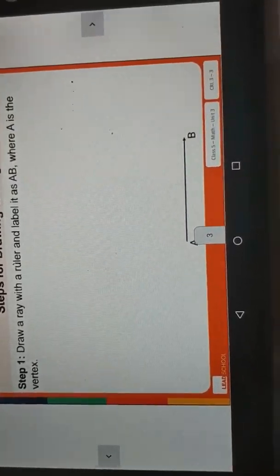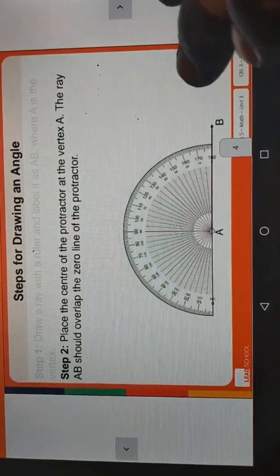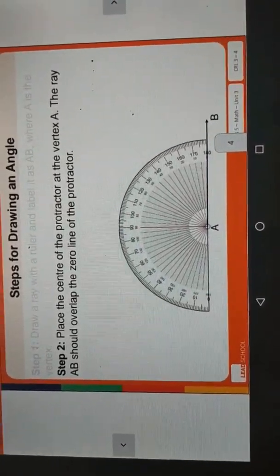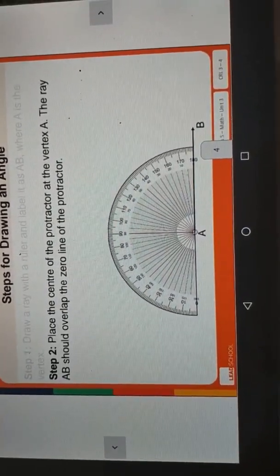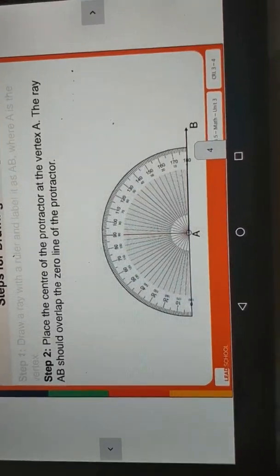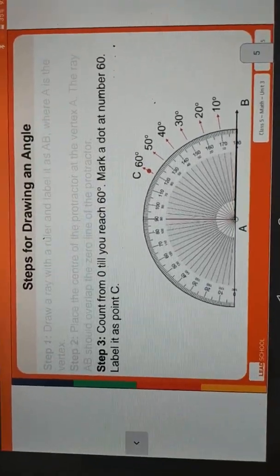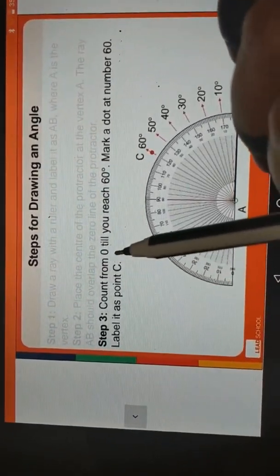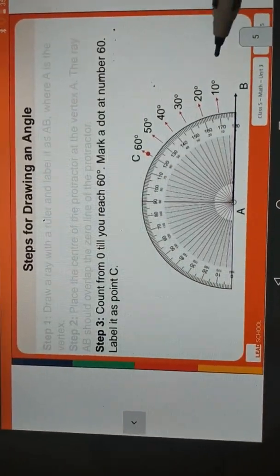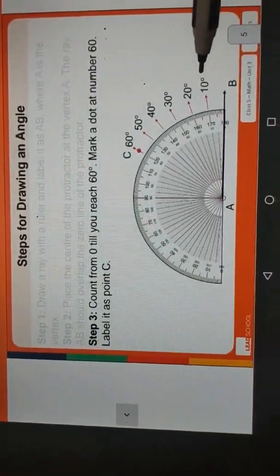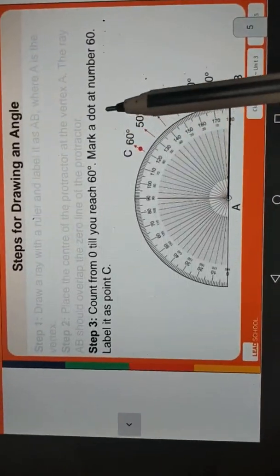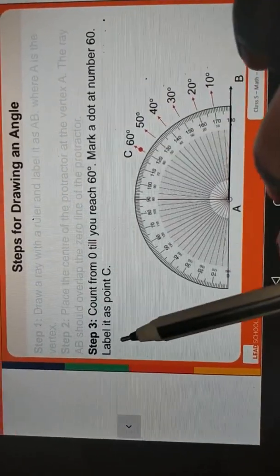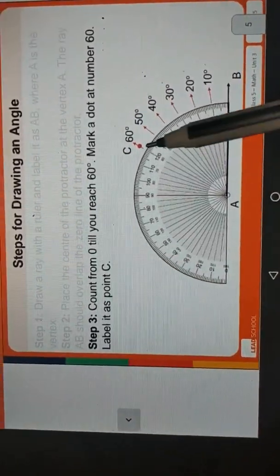A is the vertex. Then students, second thing, the center of the protractor, vertex A, and the ray AB should overlap the zero line of the protractor. We have to put it like that. Then we have to count from zero till we reach 60. So 10, 20, 30, 40, 50 and 60. Mark a dot at the number 60 and label it as point C.